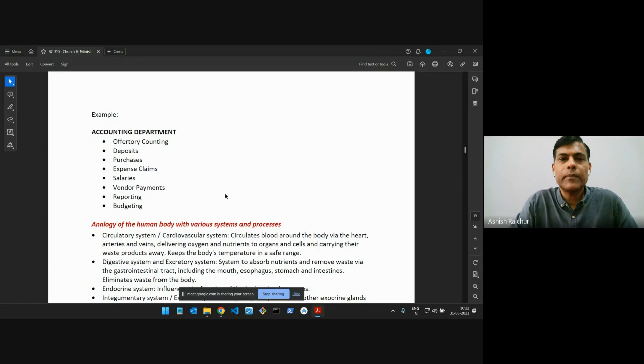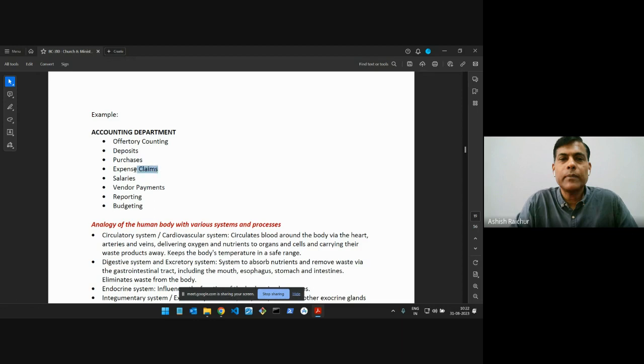Anyway, so the important thing is, we need systems, we need processes, and we need to keep checking on these things. Yeah. So similarly, we have a process within the accounting department. There are systems and processes on how we do expense claims.